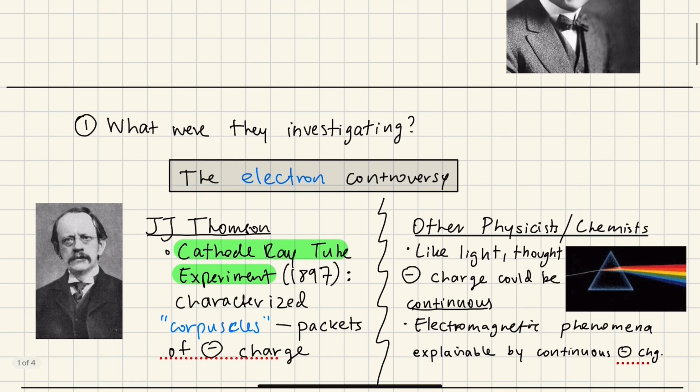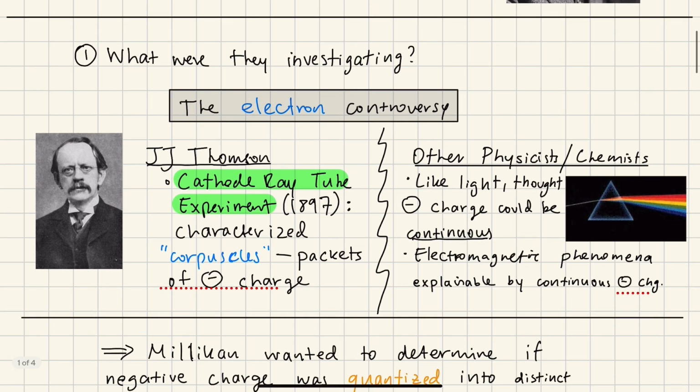So to set the stage here for the experiment, we've got to understand the controversy over the nature of the electron that was going on at that time, which was fundamentally about whether the electron was a particle with a precise amount of negative charge, or whether negative charge was a continuous property that didn't necessarily need a particle to be contained.